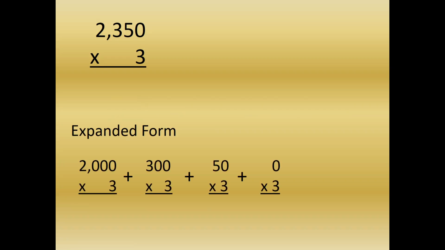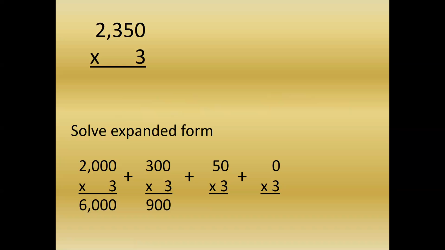So we're going to start with the expanded form. So we have 2,000 times 3 plus 300 times 3 plus 50 times 3 plus 0 times 3. So we have to solve our expanded form. So 2 times 3 is 6. Add 3 zeros onto the end of it, so it's 6,000. Then we have to do 300 times 3, so 3 times 3 is 9, plus 2 zeros is 900. Then we're going to do 50 times 3, so 5 times 3 is 15, plus 1 zero onto the end of it, so it's 150. And then 0 times 3, which is 0.